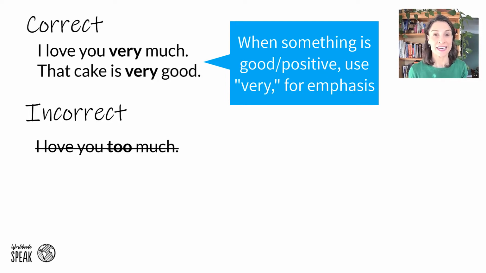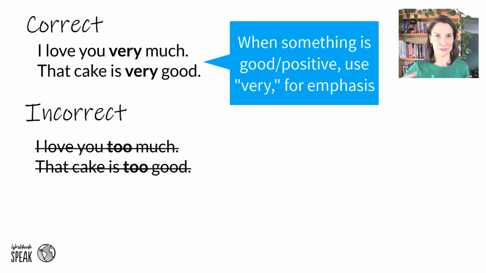Here's another one. That cake is very good. That cake is too good. So the correct way is the first example, because when something is good, there's not really a limit where we can make it excessively good. It's just going to be very good. Too good is not correct here. So remember, when we use too, it's like we're crossing some kind of limit. And that's not something we do with positive adjectives like good, or in something like I love you very much. So when something is positive and we want to emphasize it, we use very, not too.